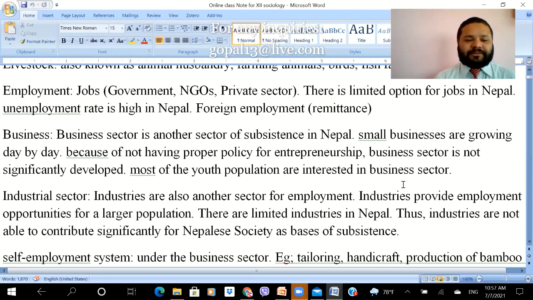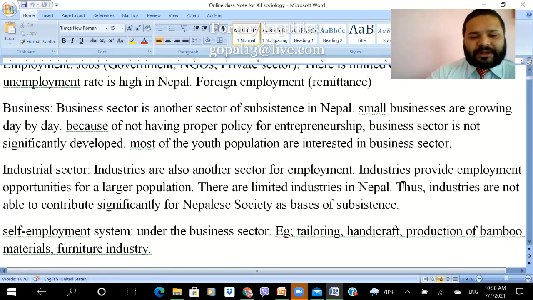Both the industrial sector and the business sector are almost similar. Business sector means having investment of an individual and then selling the goods, and the industrial sector is more about production of goods and production of services, right?